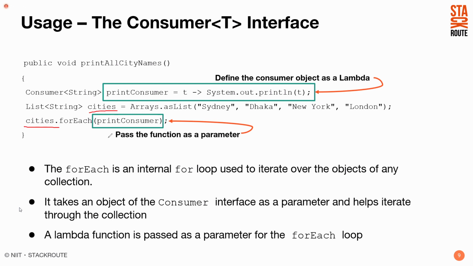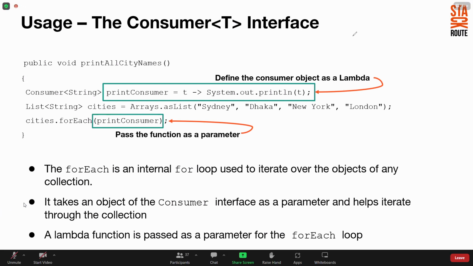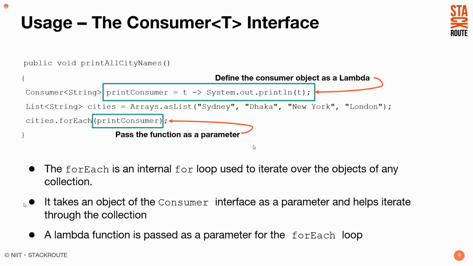What is asList? Arrays dot asList converts a regular array to a list. Array is different, list is different. So Sydney, Dhaka, New York, London will be considered as an array. That array I'm converting to a list, and storing in my left-hand side List interface. The right-hand side is an array value, a collection of string array. Instead of the new keyword or add method, I want to put all my array into a list, so you can use the asList method.